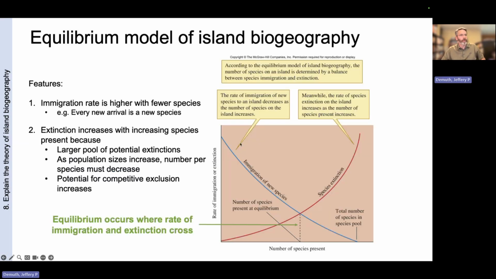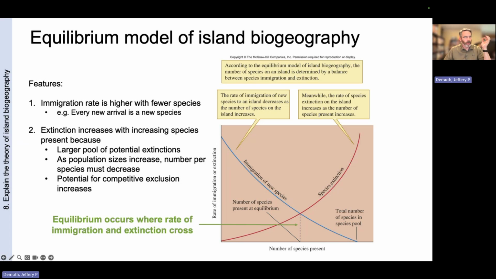So, what is the equilibrium model of island biogeography? Well, first of all, these two lines, the blue one is showing the immigration rate of new species, and the red is the extinction rate of species that are on the island. And where those two lines intersect is going to be the number of species that you predict to be present. So that is the equilibrium number of species for a given rate of immigration and extinction.